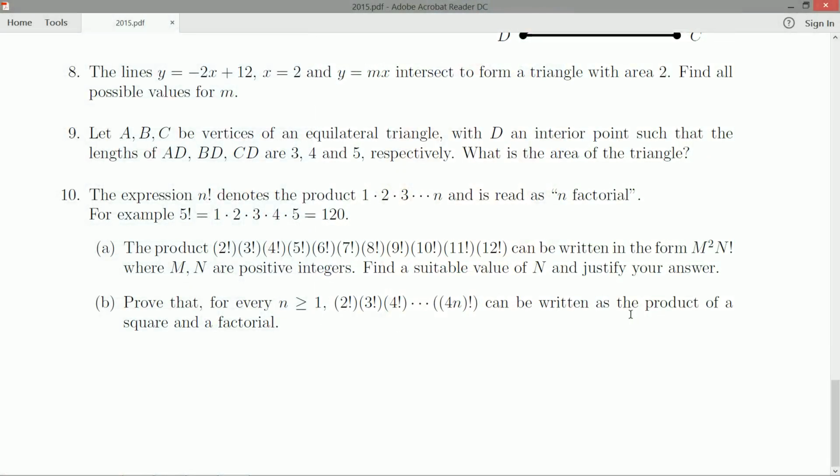The expression n factorial denotes the product 1 times 2 times 3 all the way up to n. So this is something that you should know, but it's not gone over everywhere by the time you hit grade 12. So it's nice that they remind us. It's read as n factorial. For example, 5 factorial is 1 times 2 times 3 times 4 times 5, 120. 6 factorial would be this multiplied by 6, so 720. 4 factorial is 24, 3 factorial is 6.